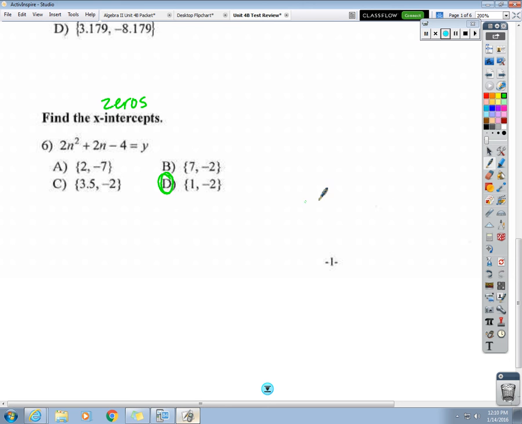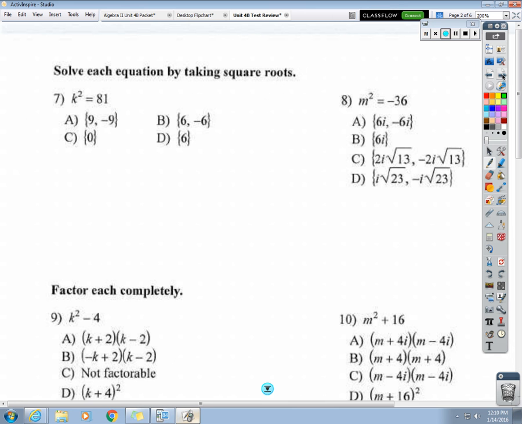Now let's turn to the next page. Number 7, solve each equation by taking square roots. K squared equals 81. Okay, so if it says solve and there's a letter, you could possibly get that letter by itself. How would we get the K by itself? Square root it. To get rid of that power of 2, you square root it and it cancels it out, leaving K by itself. But whatever you do to one side, you must do to the other. What's the square root of 81? 9.